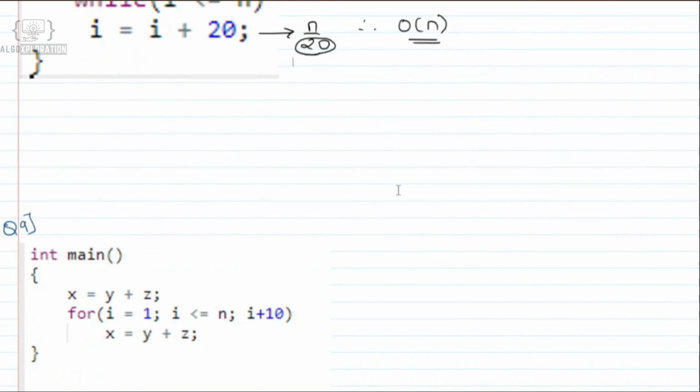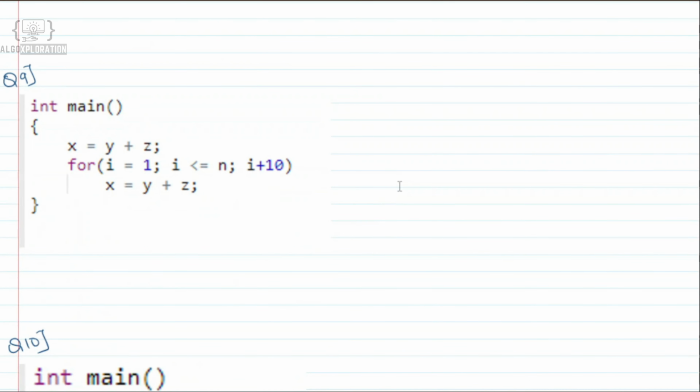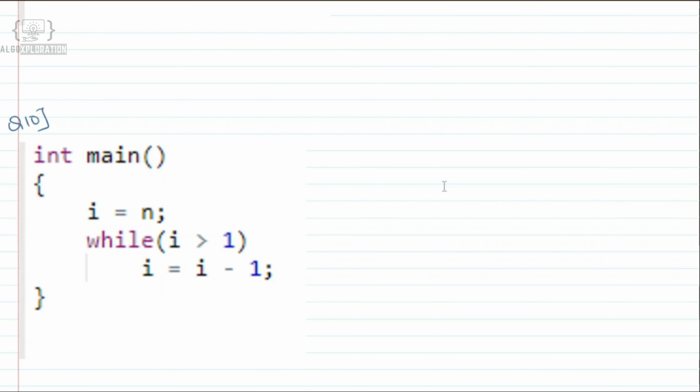Now let's solve the next question. It is similar to the previous question, that is, the order of magnitude of this statement is 1. The order of magnitude of this statement will be n by 10 times because here the for loop is running from 1 to n with an increment of 10. Therefore, 1 plus n by 10 will give order of n. Now let's solve the next question.